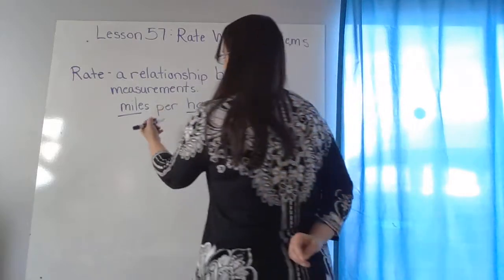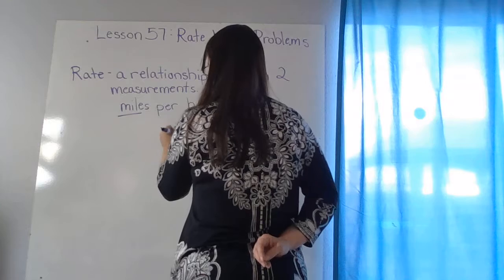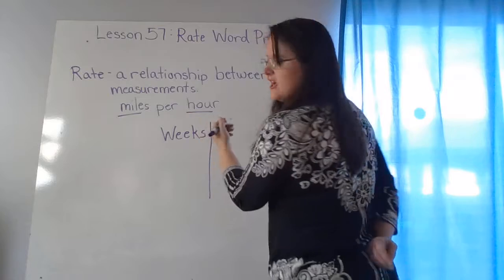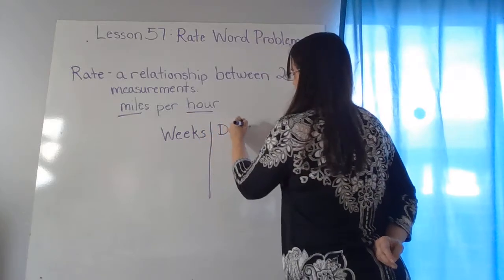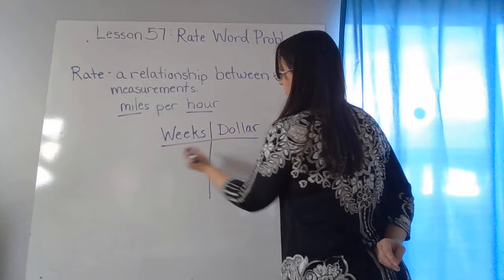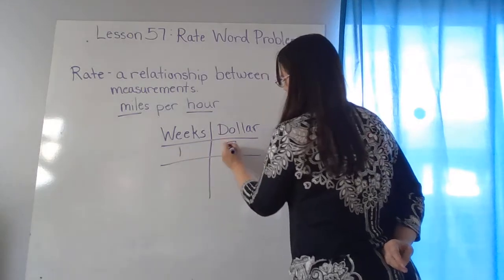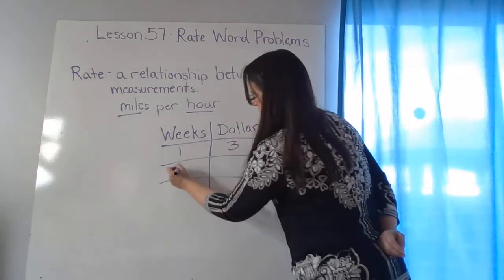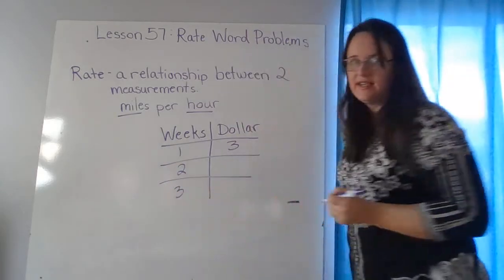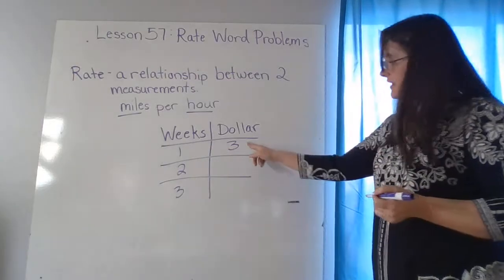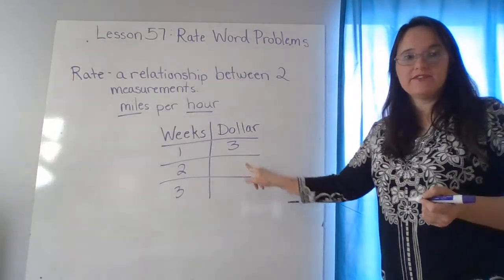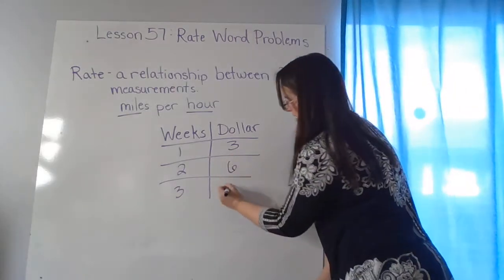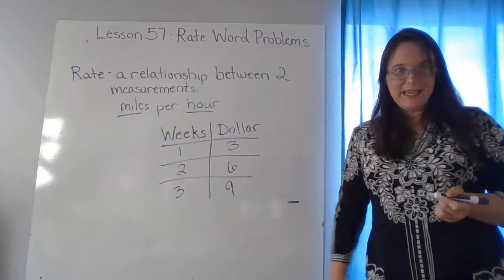All right, so he gets $3, dollars I guess would be the other. He gets $3 for every 1 week. So the first week, he's going to make $3. And they wanted us to make the table for 1, 2, and 3 weeks. So we've got our 1, 2, 3 here. We know that he's going to make $3 every week. So I can just count by threes. 3, 6, 9. There's my table.